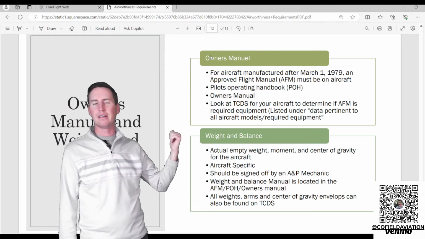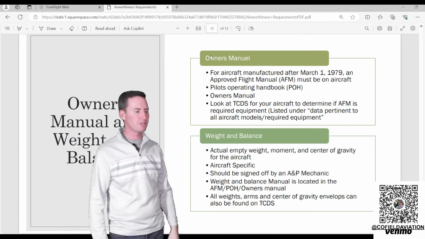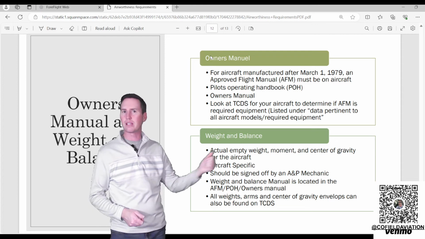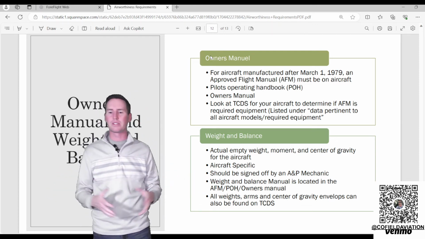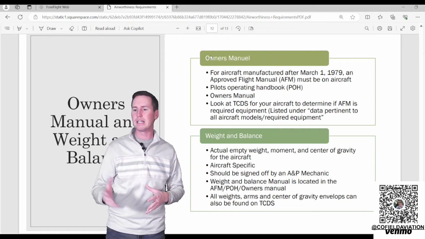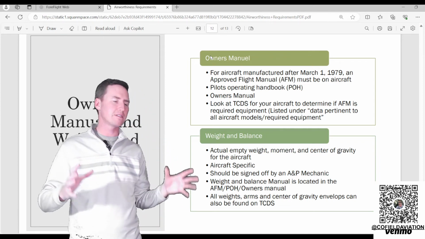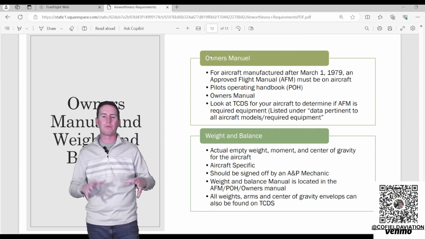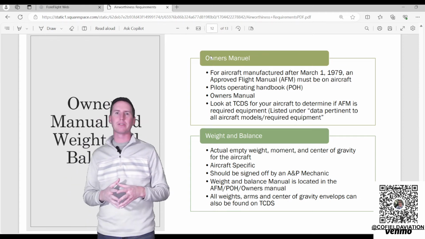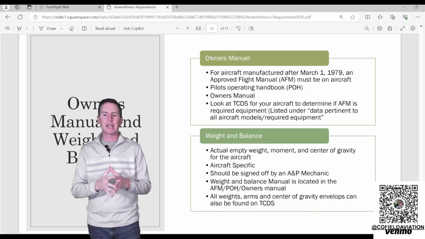Back in the day, in 1975, Cessna just issued an owner's manual, just like you would get in your car. The FAA didn't put their stamp of approval, but starting in 1979, the FAA was basically like, oh wait, whoa. Now we have to have an approved flight manual. So we put our stamp of approval.